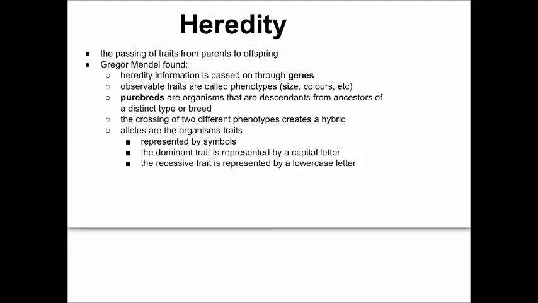Observable traits are called phenotypes. Purebreds are organisms that are descendants from ancestors of a distinct type of breed, and the crossing of two different phenotypes creates a hybrid. Alleles are the organism's traits, represented by symbols. The dominant trait is represented by a capital letter, and the recessive trait is represented by a lowercase letter.